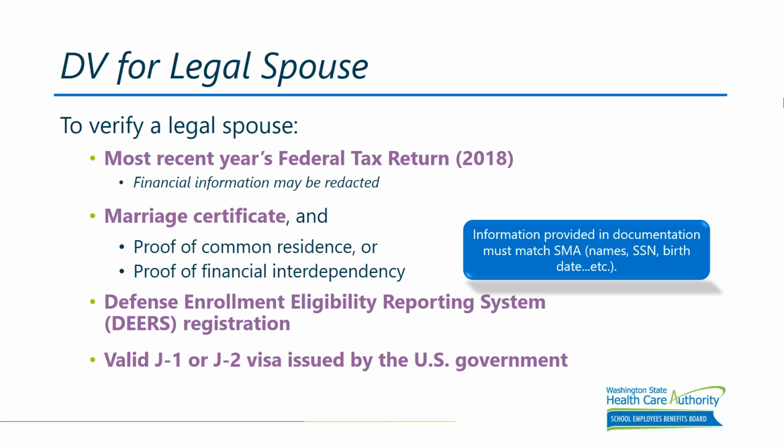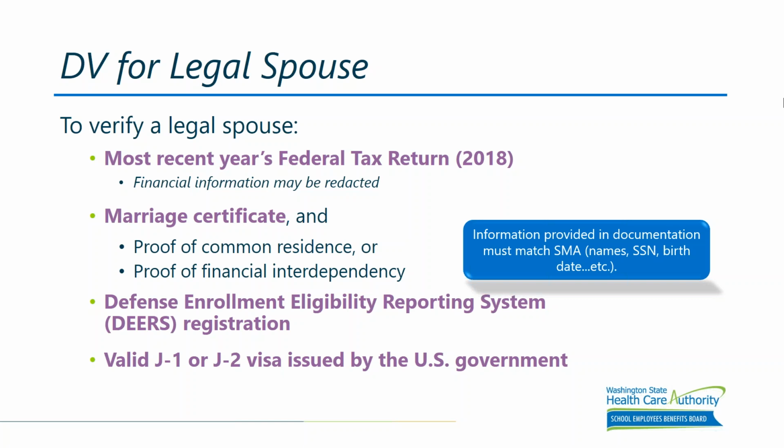They can redact their financial information. We're really just looking for the subscriber and spouse's names on that document. If any other information is also supplied, like a social security number, we would want to make sure that that information matches what we can see in SEBB My Account. Now, if the subscriber doesn't have the most recent year's federal tax return, they could supply a marriage certificate instead.